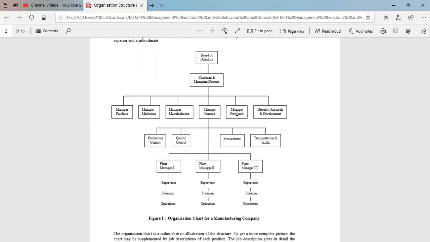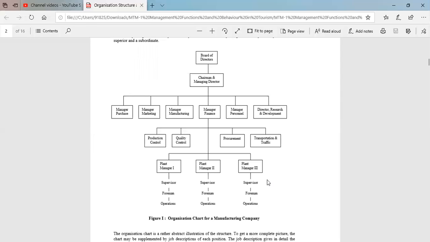Under personnel manager, personnel managers sometimes hold the post of directors of personnel. Okay, let's remember. So these are all important. So under finance, production control, quality control, procurement, transportation, and traffic. So after that, the plant manager 1, plant manager 2, plant manager 3.